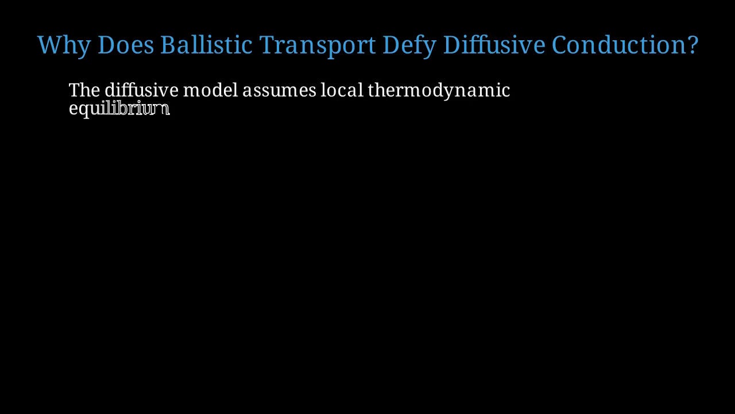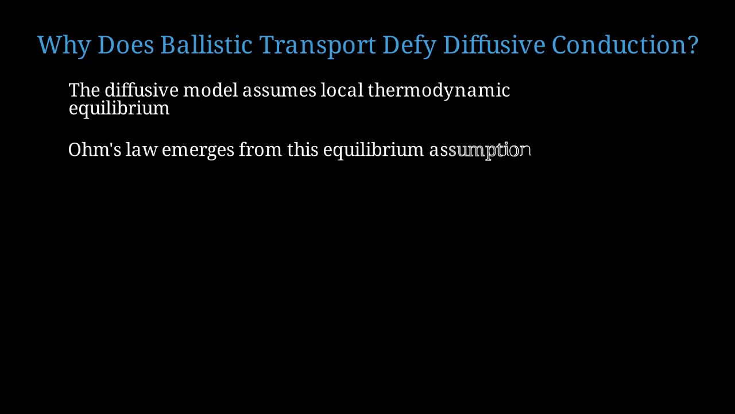Now let's address a key conceptual question. Why does ballistic transport fundamentally defy our usual diffusive picture of conduction? The diffusive model of conduction relies on the assumption of local thermodynamic equilibrium. It assumes that at every point in the material, electrons have scattered enough times to establish a local equilibrium distribution. Ohm's law, the linear relationship between current and voltage, emerges from this equilibrium assumption. The drift velocity is proportional to the field because scattering constantly relaxes the momentum.